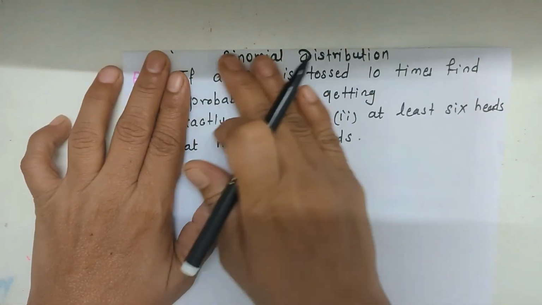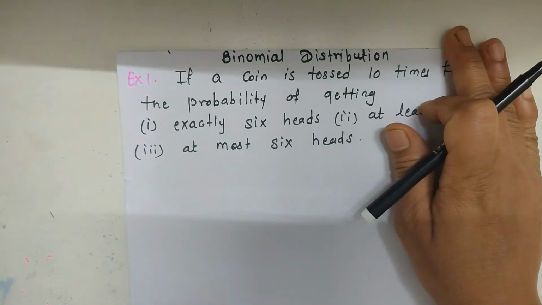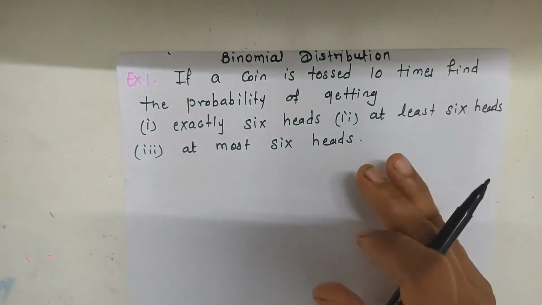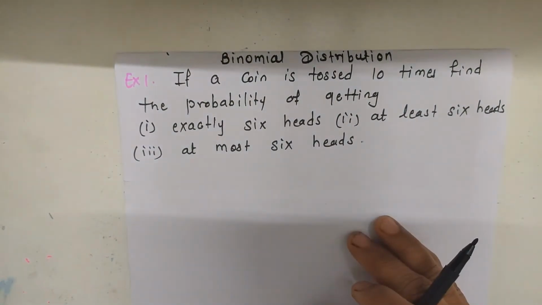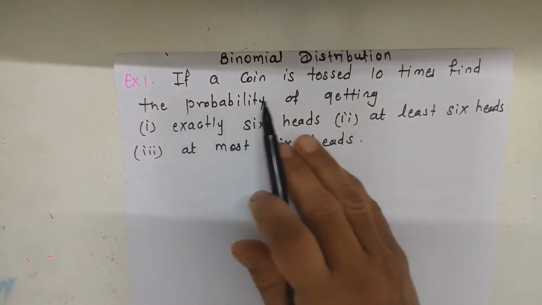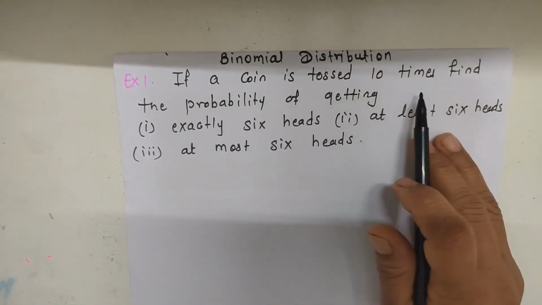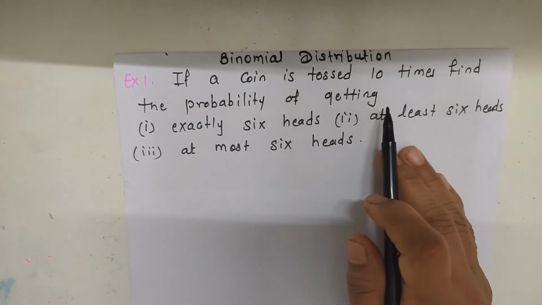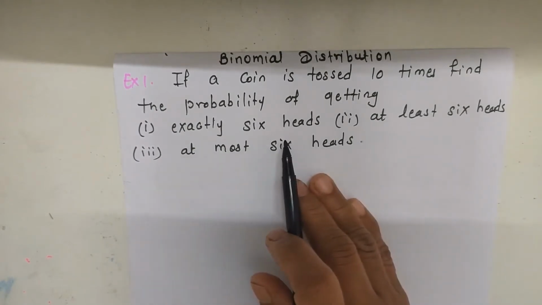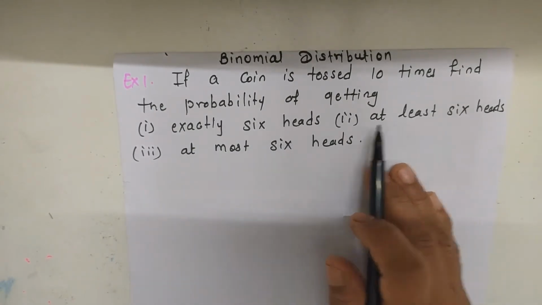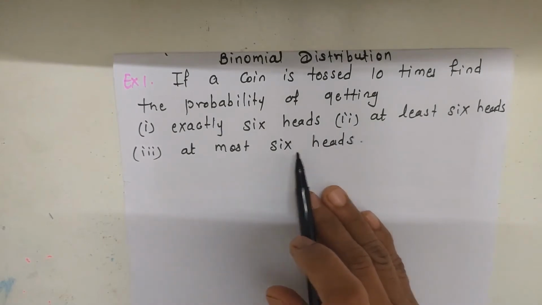In this video, we are going to solve the examples on binomial distribution. So let's see the first example. If a coin is tossed 10 times, find the probability of getting exactly 6 heads, at least 6 heads, and third one is at most 6 heads.